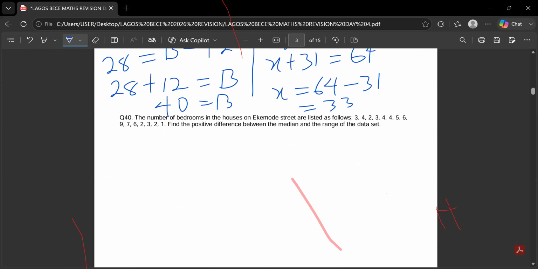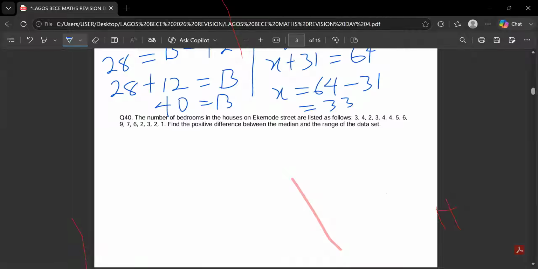Okay. So question 40 now. The number of bedrooms in the houses on a K model street are listed as follows. Find the positive difference between the median and the range. We'll come back to the positive difference. Let's find the median first. To find the median, we rearrange the numbers from smallest to biggest, or from biggest to smallest.